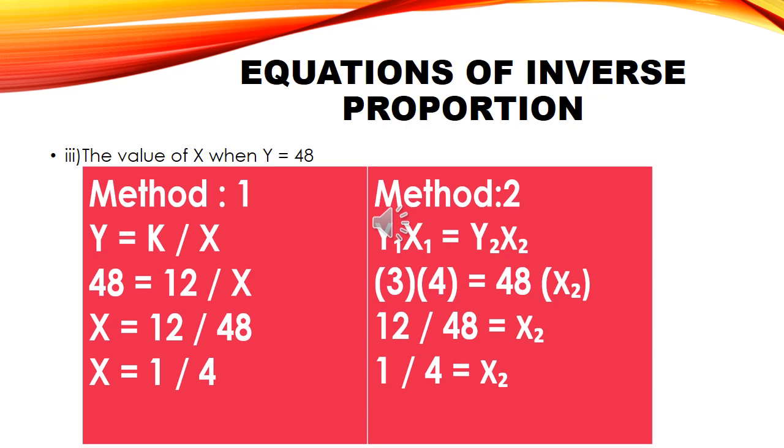Clear? Now look, again we talk about the relationship between y and x. As I told you, the relationship is inverse, meaning initially the value of y is 3, now it is 48, meaning 16 times greater, 16 times increased. So initially the value of x is equal to 4, now it is equal to 1 by 4, meaning 16 times decrease. Getting my point? Clear? Well done.